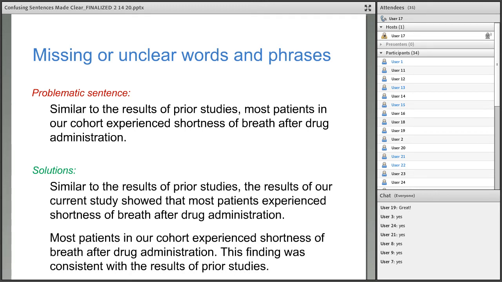Another way to fix the problem is to put the information about the prior studies into a sentence of its own. So you end up with, "Most patients in our cohort experience shortness of breath after drug administration. This finding was consistent with the results of prior studies."